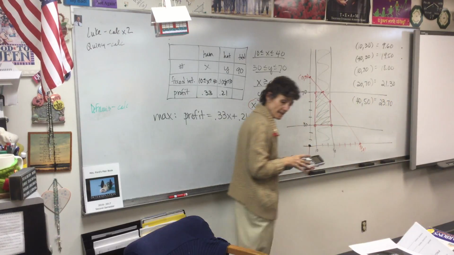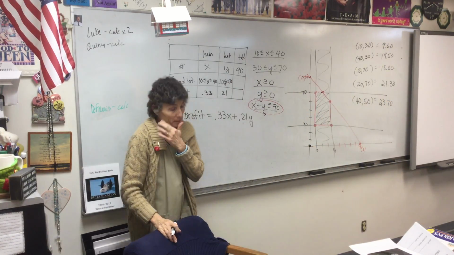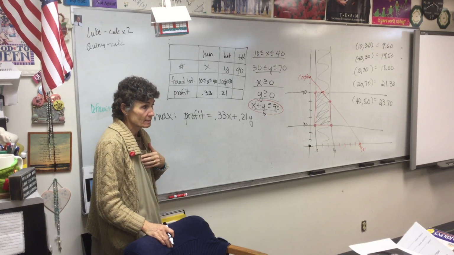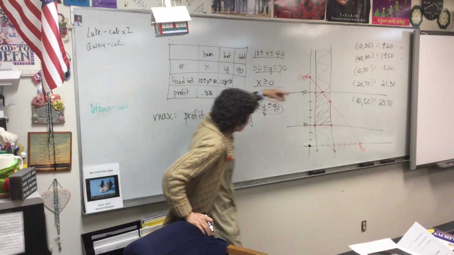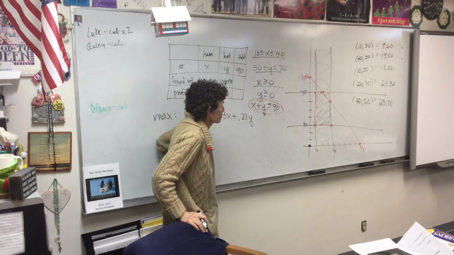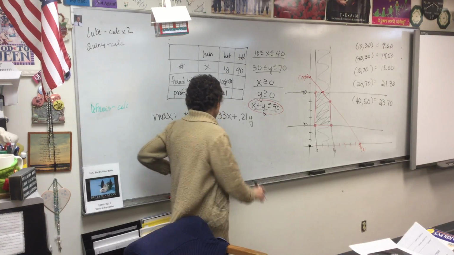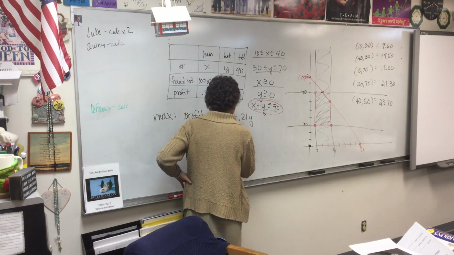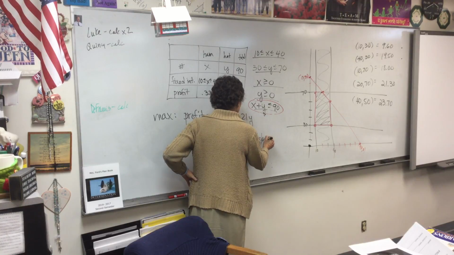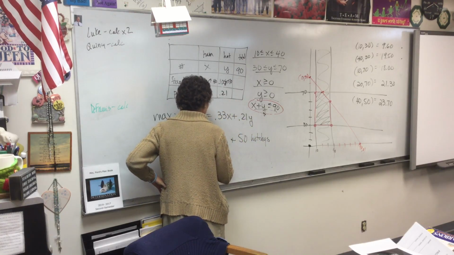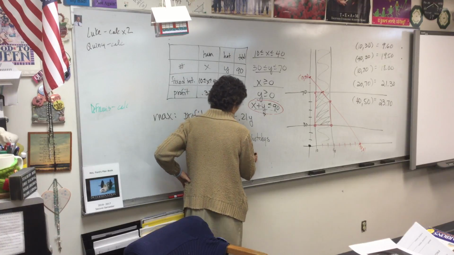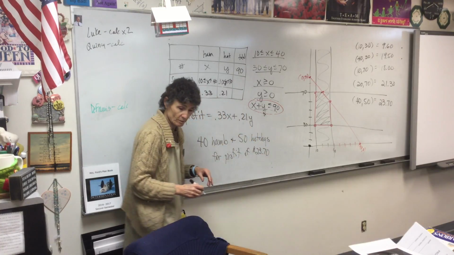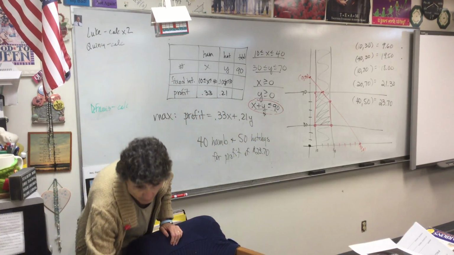Now, since my purpose is to maximize my profit, I'm going to look at that list I got there and I'm going to pick which one? The last one. And I'm going to say I need to make 40 hamburgers and 50 hot dogs for a profit of $23.70. Sounds like a lot of work for $23, but there we go.